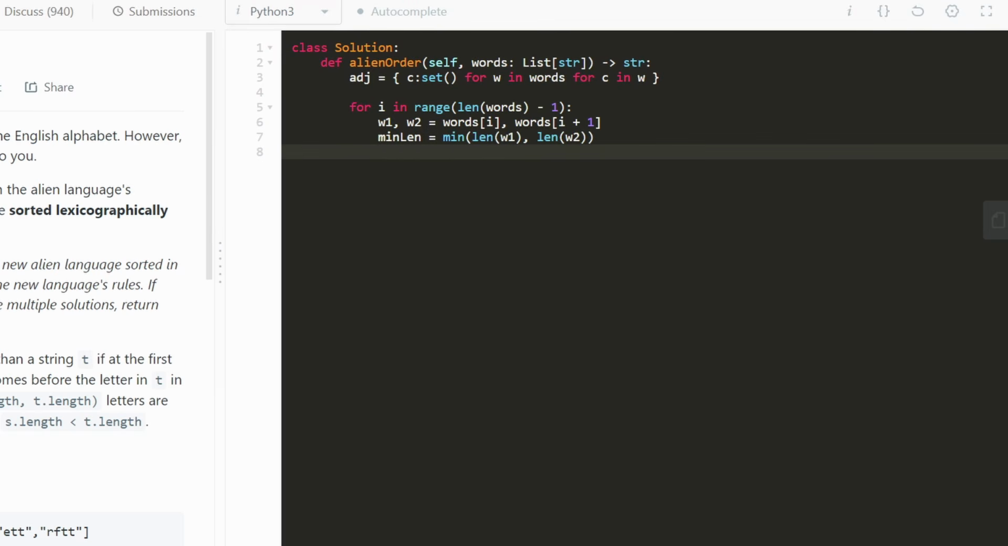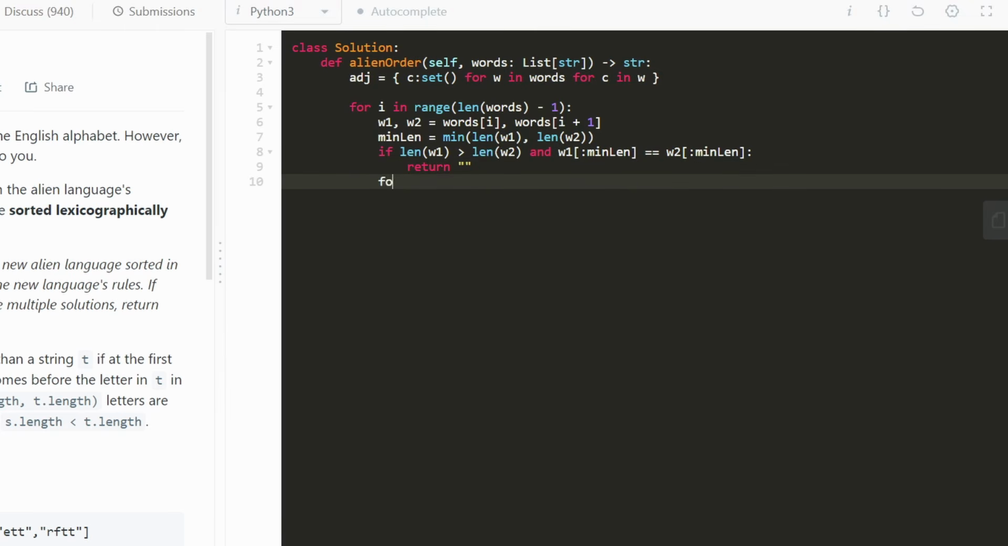And the first thing I'm going to check is basically that edge case that we first mentioned. So mainly if the minimum length of each word is the exact same, meaning the prefix of the words is the exact same, but the first word is longer than the second word, in which case we know that we have an invalid ordering. That's the edge case that they explicitly mentioned. So the length of word 1 is greater than the length of word 2. They have the exact same prefix, meaning that it's an invalid ordering. So in that case, we would have to just return an empty string.